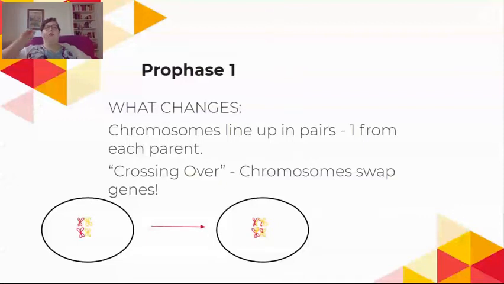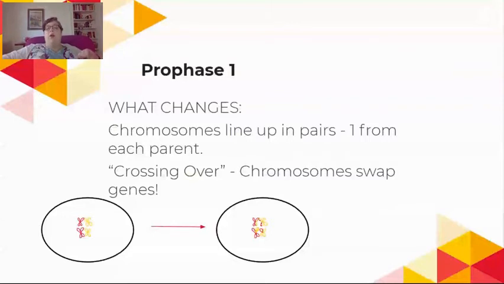So in meiosis, the first time we enter into prophase, we add an additional step. After those chromosomes condense, they line up in pairs. The one you got from one parent and the one you got from the other parent. And something unique happens. See, chromosomes always work out so that, say, the gene that codes for the lactase protein is always going to be in the same spot on the chromosome.